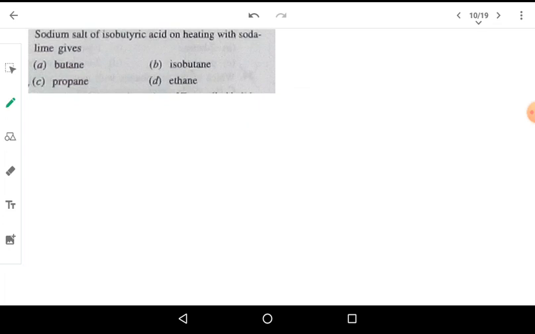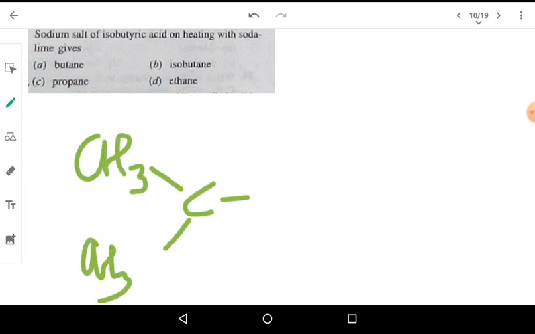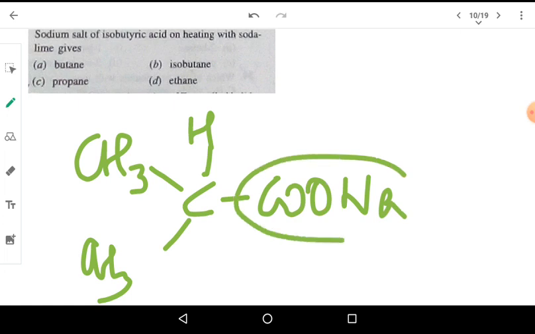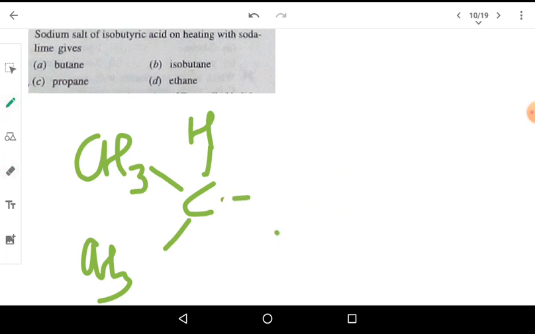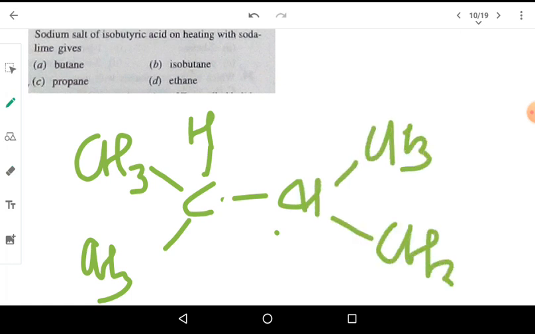Sodium salt of isobutyric acid on heating with soda lime. Sodium salt of isobutyric acid. So we have CH3, C, CH3. So we have a hydrogen here and we have COONa. So this is going to be eliminated and another same molecule should be added over here. So we have CH, CH3 and we have another CH3.